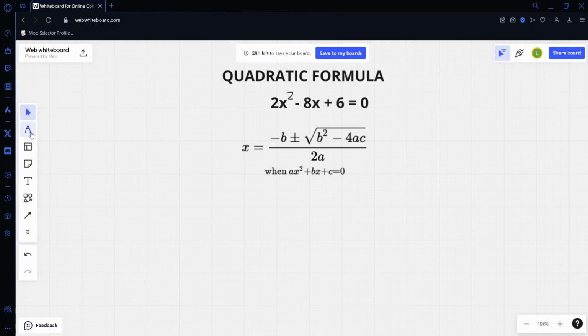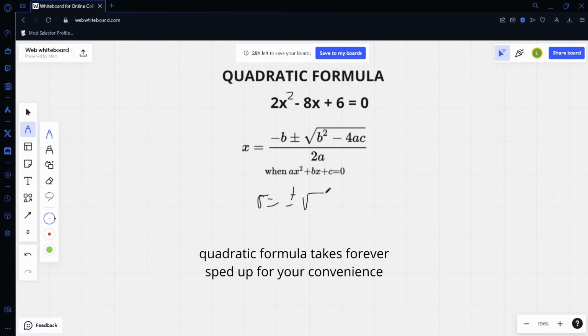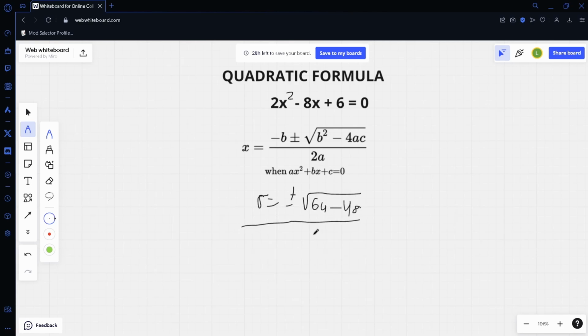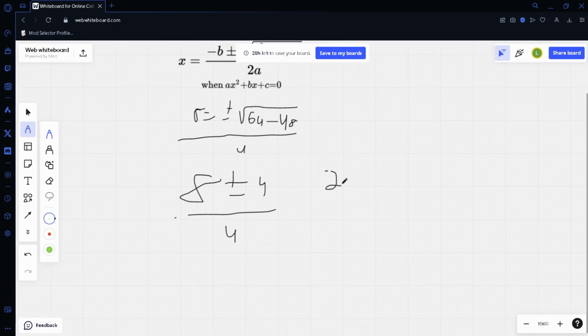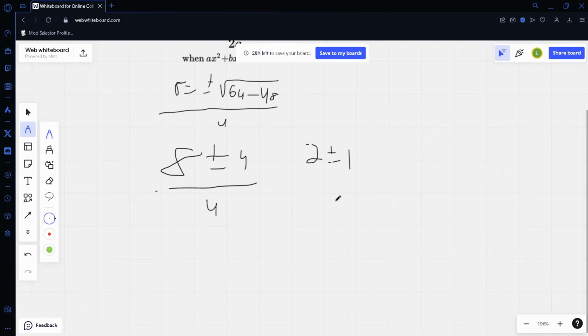Another example now. 2x squared minus 8x plus 6 equals 0. Now A is 2, B is negative 8, and C is 6. Then plug in: 8 equals plus or minus the square root of 64 minus 48, over 4. 8 plus or minus the square root of 16, so 8 plus or minus 4 over 4. Then we can divide: 2 plus or minus 1. We've had this already. 2 minus 1 is 1, 2 plus 1 is 3.